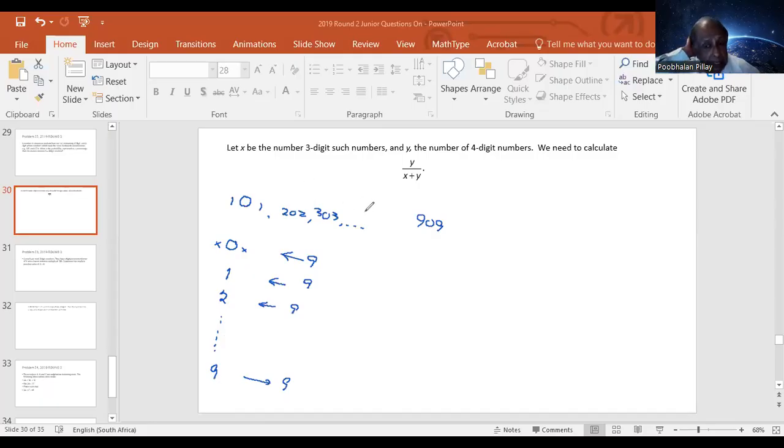So the number of 3-digit palindromic numbers, and the middle number could be any one of 0, 1 up to 9. If it's 0, there are 9 such numbers. If it's 1, it's 9 such numbers, and so on. And if it's 9, there are 9 such numbers. But how many do you have altogether? You have to add 9 to itself. How many times? There are 10, because there are 10 numbers here, 1 to 9 and 0. So that gives you 90. So there are 90 3-digit palindromic numbers. In other words, x is equal to 90.